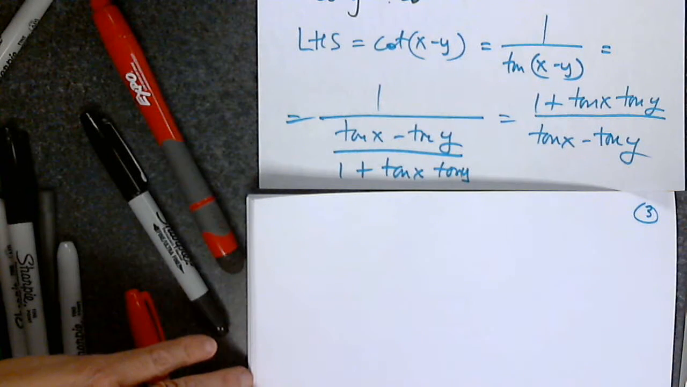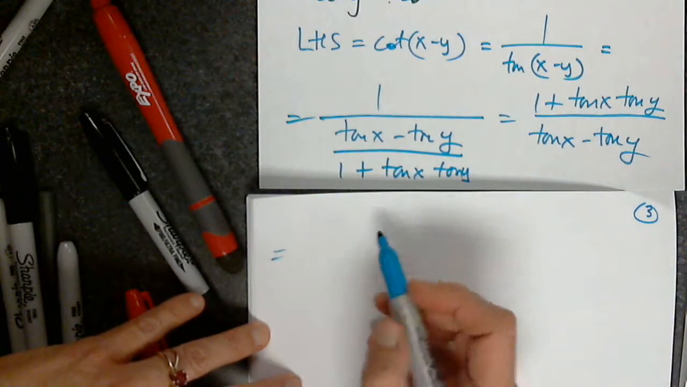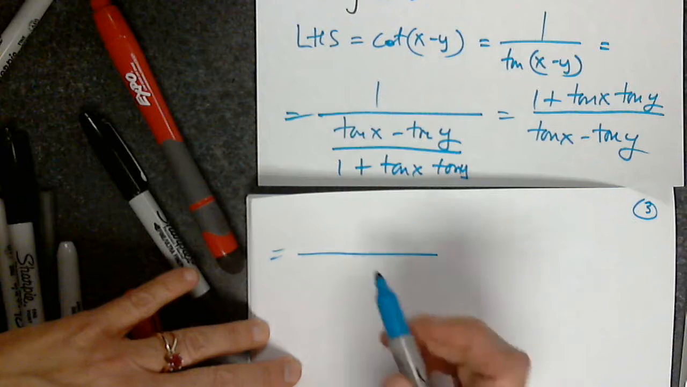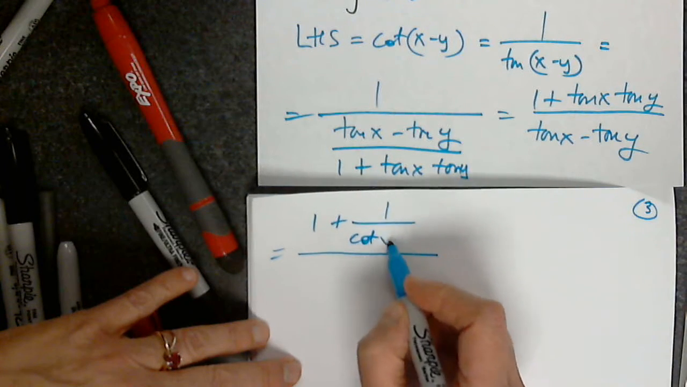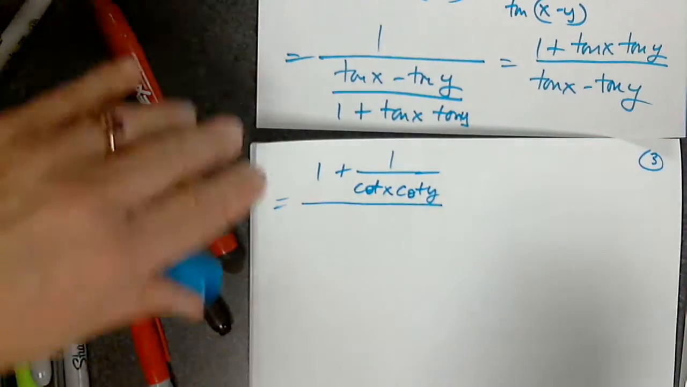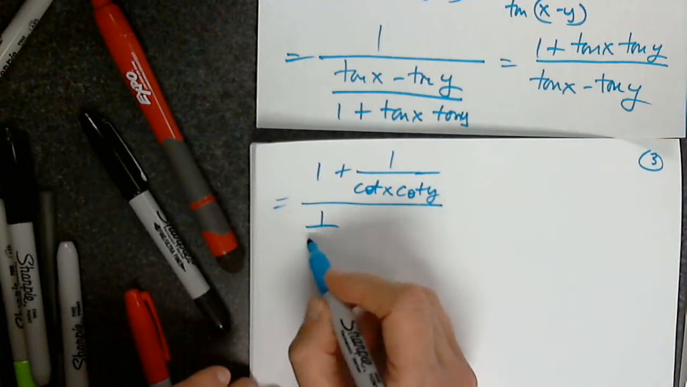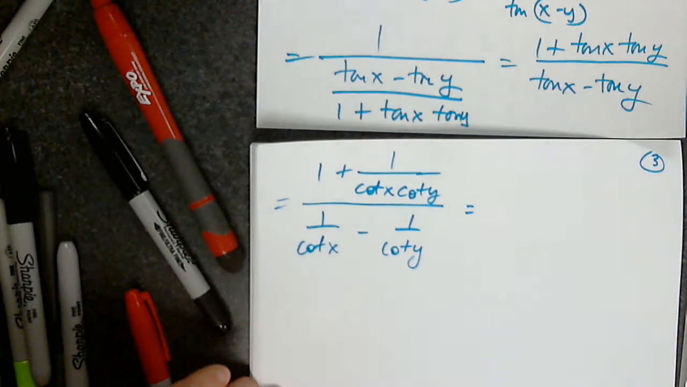That's what they put next. After they flipped it, they put 1 plus 1 over cotangent x. Yes, we can do that. So change now tangent back into cotangent. That's fine too. Yep, there are different ways. So then 1 plus 1 over cotangent x cotangent y, that's perfect. And 1 over cotangent x minus 1 over cotangent y.